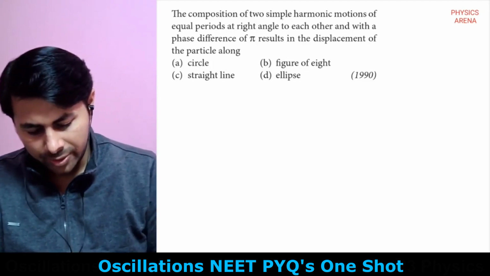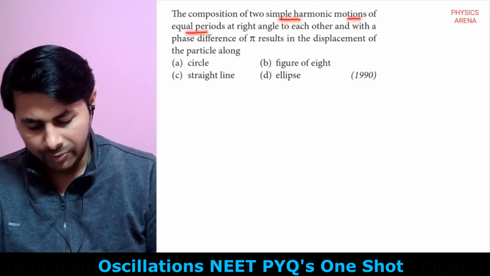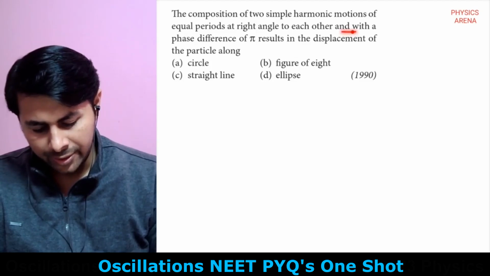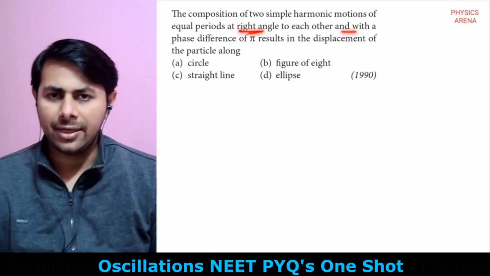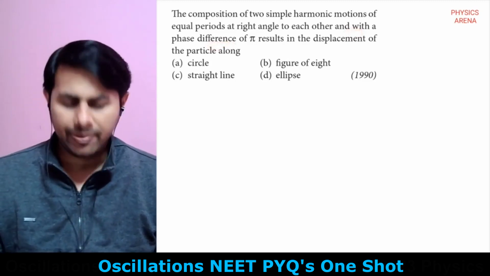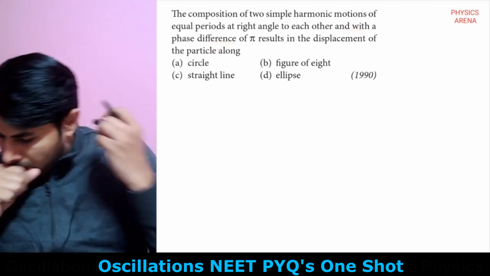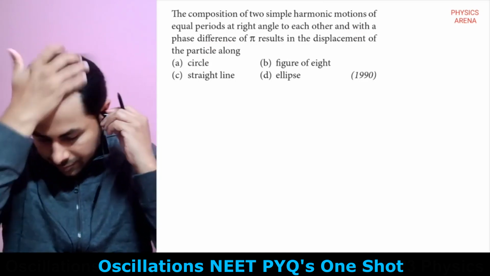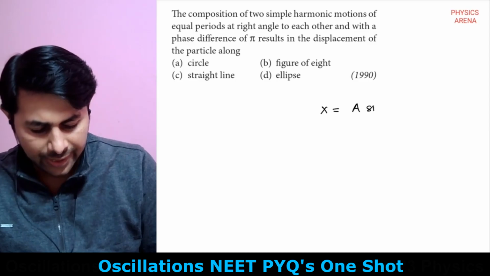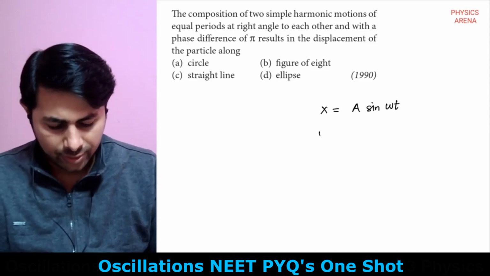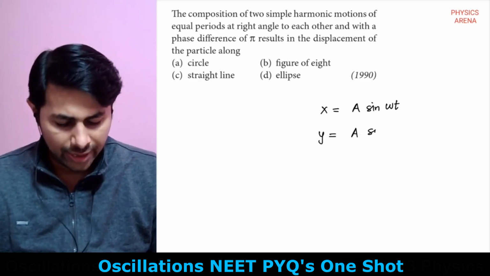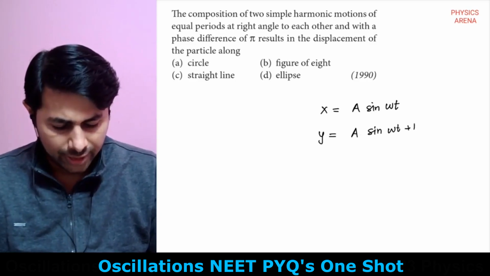So, composition of two simple harmonic motions of equal periods. That means the frequency is the same. They are acting at right angles to each other and with a phase difference of pi now, not pi by 2. So we can write x is equal to a sine of omega t, y is equal to a multiplied by sine of omega t plus pi.